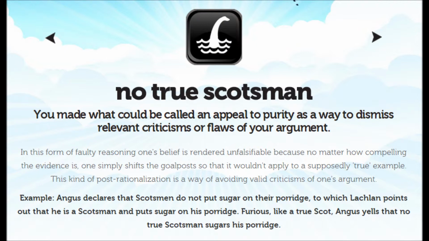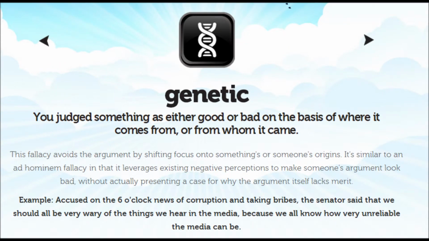18. Genetic. You judged something as either good or bad on the basis of where it comes from, or from whom it came. This fallacy avoids the argument by shifting focus onto something's or someone's origins. It's similar to an ad hominem fallacy in that it leverages existing negative perceptions to make someone's argument look bad, without actually presenting a case for why the argument itself lacks merit.